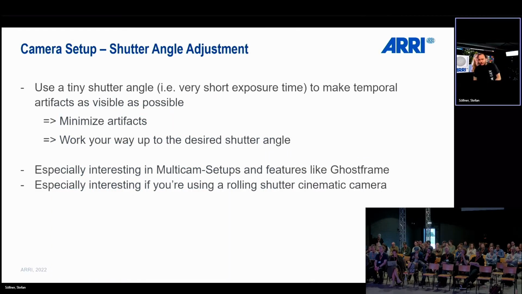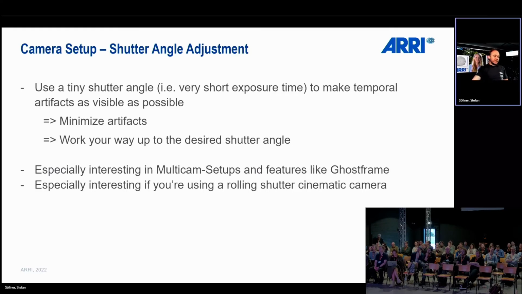What else is important? Shutter angle adjustment. The shutter angle, normally if you're shooting with a cinematic camera, is at 180 degrees. But this might result in also having line-type image artifacts of a certain kind. So it would be good to manually adjust your shutter angle to a proper value. And this value might be close to 180, but if it is 180, it's only by accident.